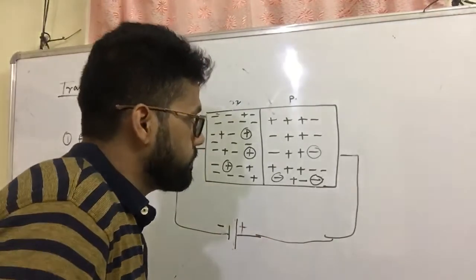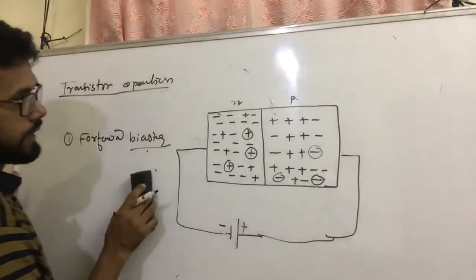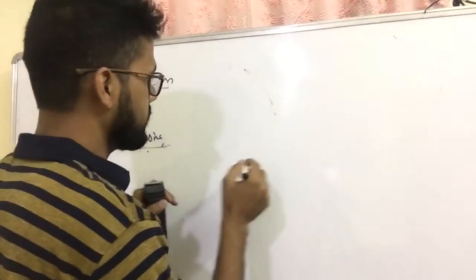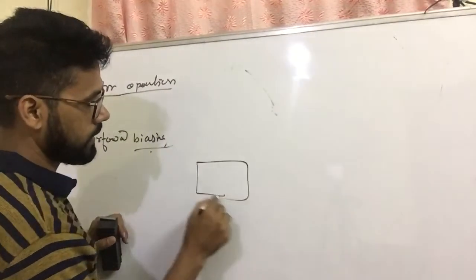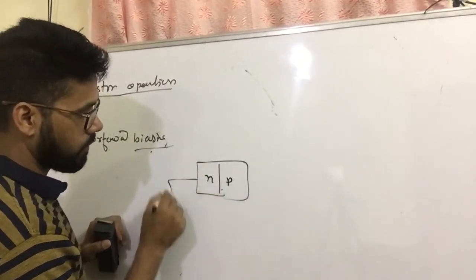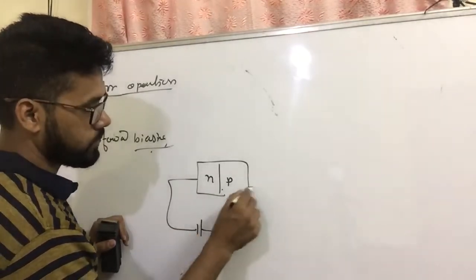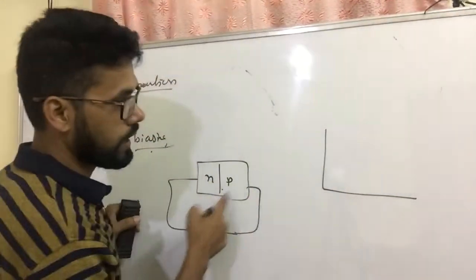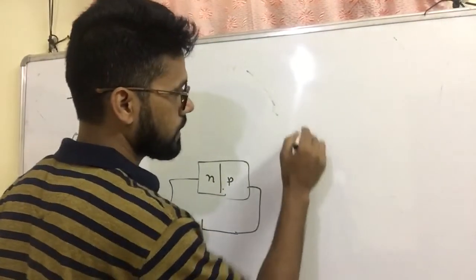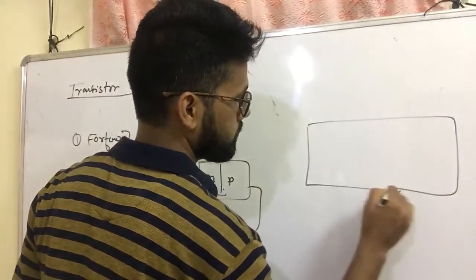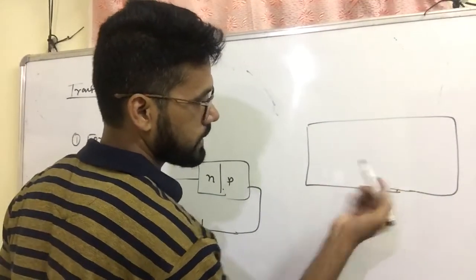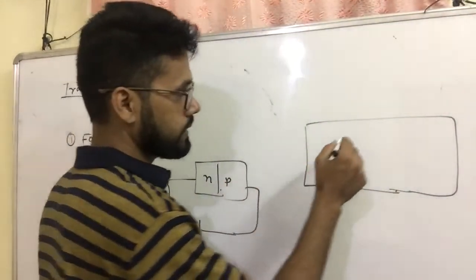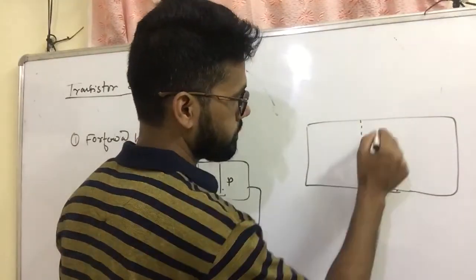Now, after connection of voltage, I'm simply writing this one, this is the N side, this is the P side. Now I'm applying the voltage, this is negative, this is positive in case of a diode. Now after application of voltage, it will behave like this part. For better understanding, I'm writing here. After application of voltage on this side, then what happened? On this negative side, there will be a layer.